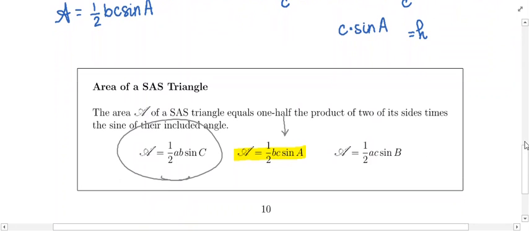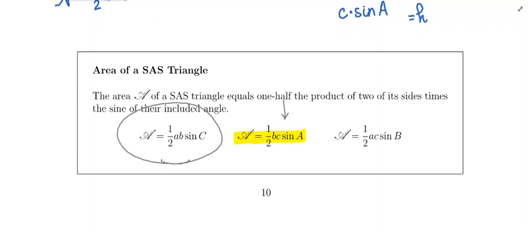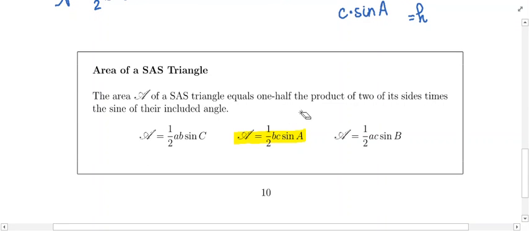Okay, so let's read what's in the box here. It says for the area of a side angle side triangle, the area A of a side angle side triangle equals 1/2 the product of 2 of its sides times the sine of their included angle. Okay, so to make sense of the wording there, let's focus on the equation that we derived, where we came up with the area is 1/2 times B times C times the sine of A.